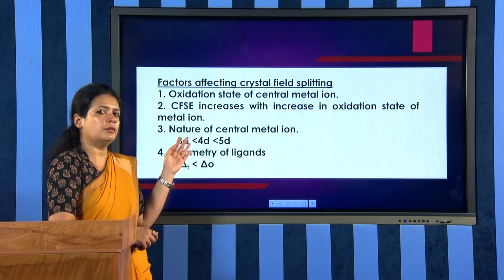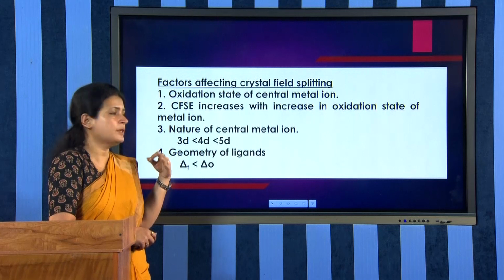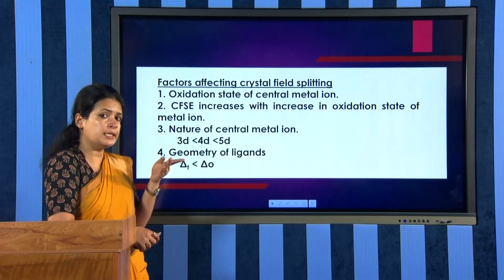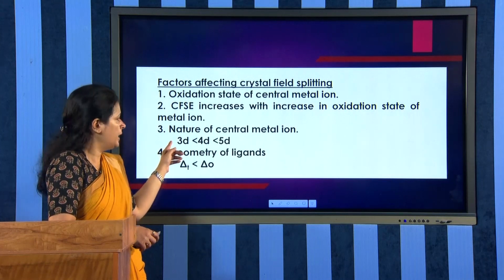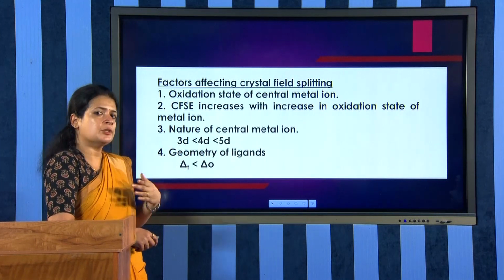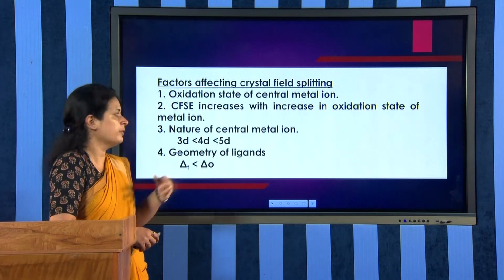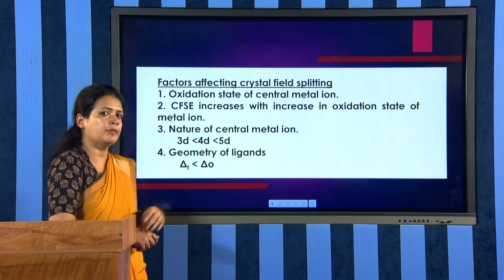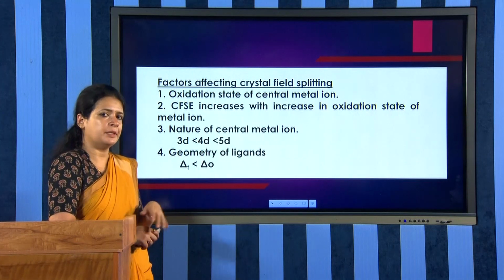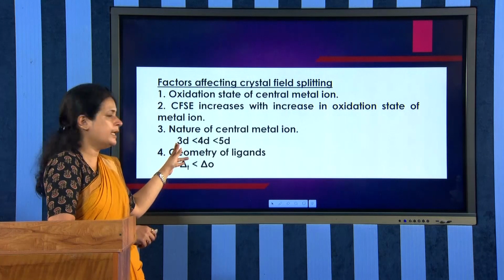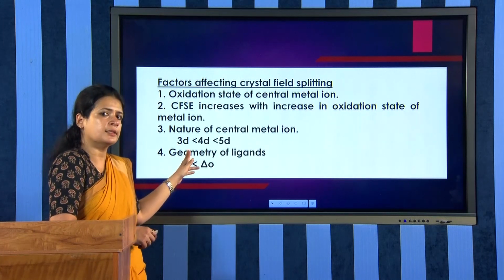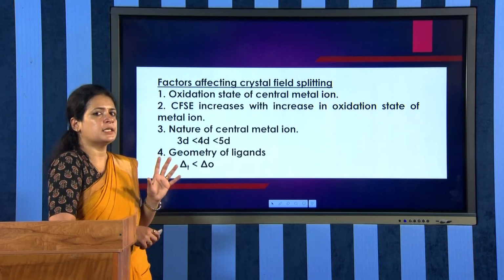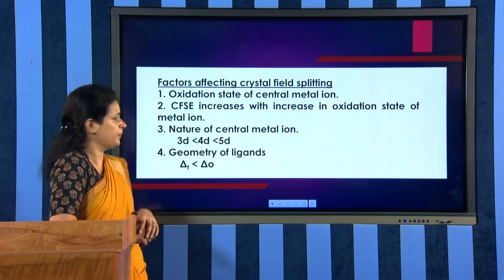When we are investigating the CFSE of these three series, 3d, 4d and 5d, it was seen that the 5d series shows a greater crystal field splitting when compared to 4d, and when comparing 3d and 4d, 4d has a greater crystal field splitting. So, it can be concluded that 3d has very much less crystal field splitting, followed by 4d, then 5d. That is, the 5d series has a greater CFSE.